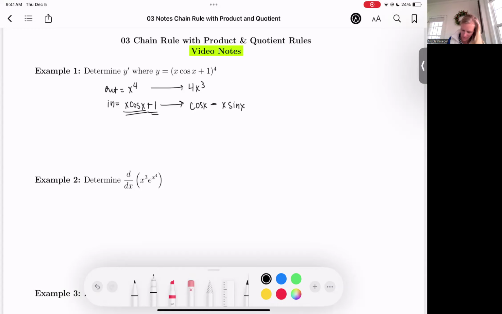Okay, now we put this all back together. I'm going to plug my original inside function into the derivative of the outside function to get 4 times x cosine x plus 1 cubed, and then I'm going to multiply that by the derivative of the inside. Okay, so nothing different than a normal chain rule problem there, just mixed together with the product rule.